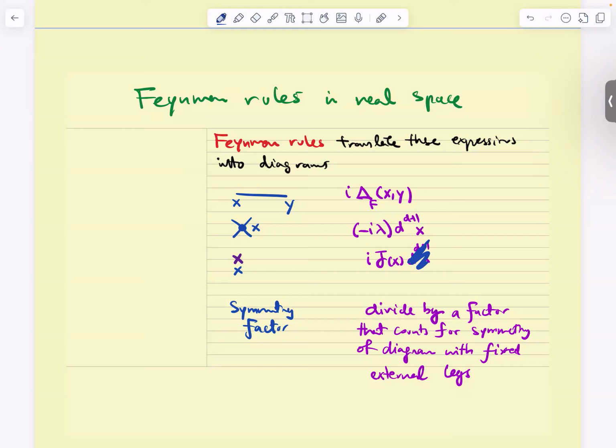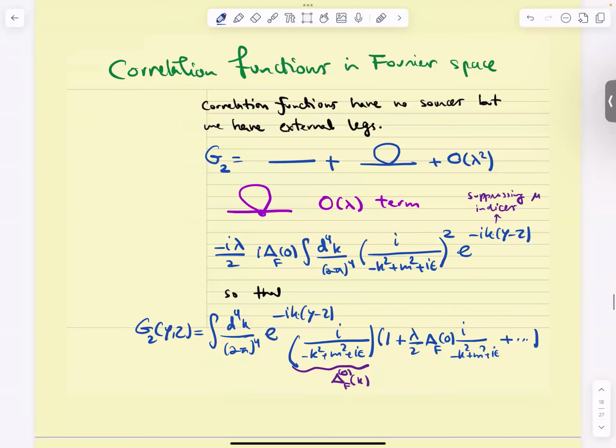Similarly, in momentum space, you'll get the correlators. Every external leg, well, maybe it's clear what external leg means. All right, good. Let's just get back to our calculation of the 2-point function, since we're running really behind. Correlation functions have no sources, so they have no external legs. I'm not explaining what external legs are. We're doing the correlation function. Let's not jump around. So the 2-point function, the free part of it is just the propagator.